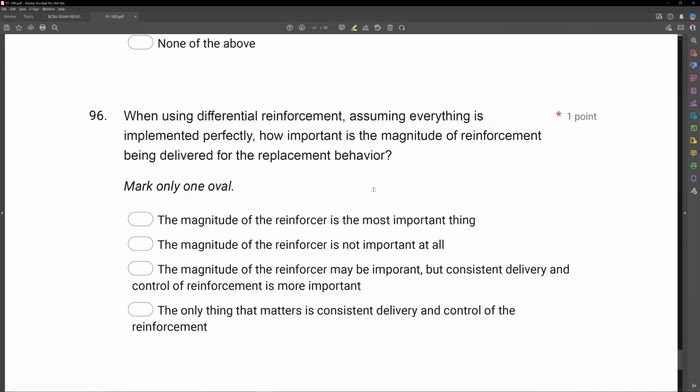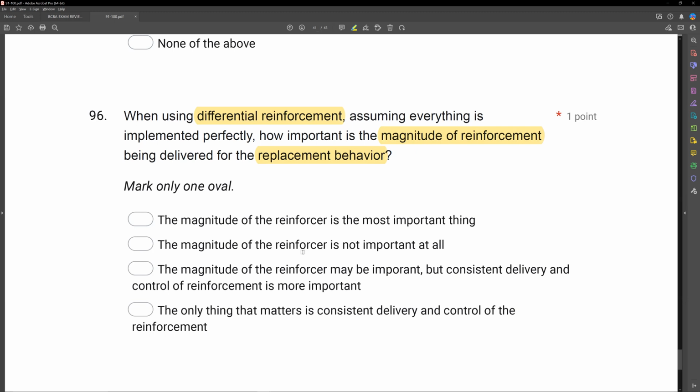96. When using differential reinforcement, assuming everything is implemented perfectly, how important is the magnitude of reinforcement being delivered for the replacement behavior? That's a wordy question, so slow down. We want to slow down and do all our work up front. What are we talking about? We're talking about the magnitude of reinforcement for the replacement behavior, and we're using differential reinforcement. So we have to think about reinforcement for the replacement behavior and how we want to deliver that reinforcement.